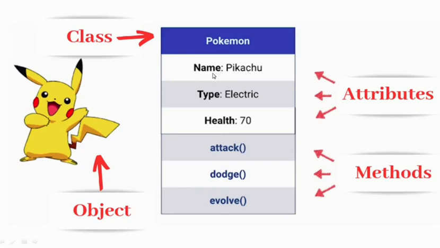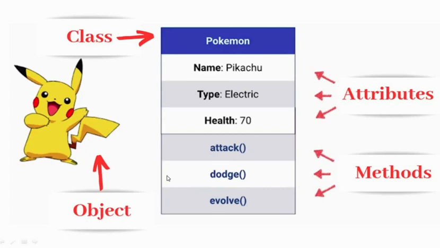The value of this attribute name is the state of this particular object. This electrical is the state which defines the value of this type attribute, and this 70 is also a value of this attribute. Now this is an object, yes or no? And attacking, dodging, evolving, all these are what? These are the functions or the behaviors that this particular object can perform.